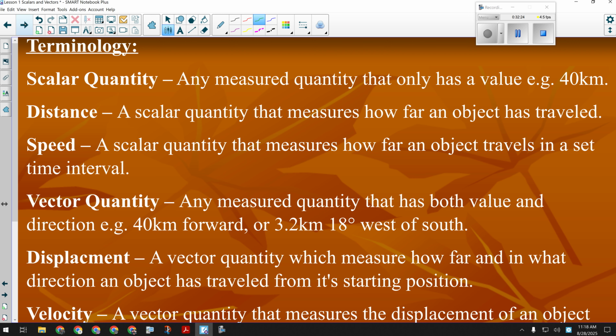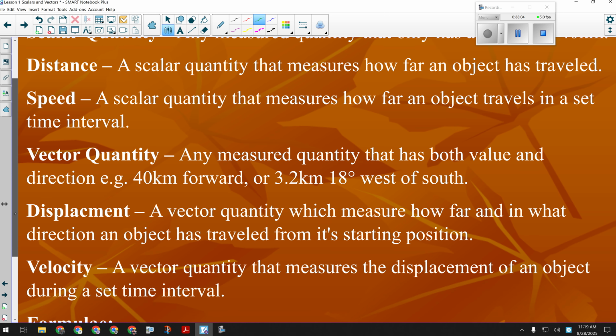Okay, so distance, scalar quantity that measures how far an object has traveled. Speed, scalar quantity that measures how far an object travels in a set time interval, which is why its units are things like meters per second or kilometers per hour. Centimeters per year, if you're talking about how fast a glacier moves. Things like that. Vector quantities, any measured quantity that has both magnitude or value and direction. 40 kilometers forward, 3.2 kilometers, 18 degrees west of south, 750 newtons down. All of those are vector quantities.